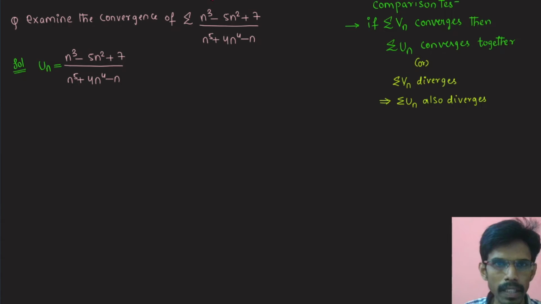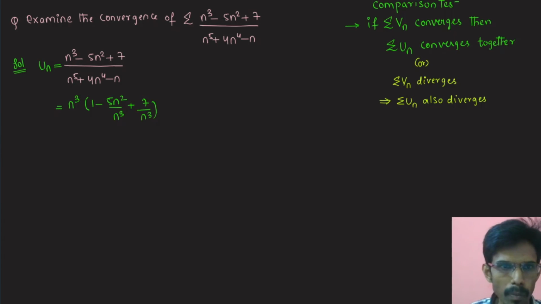Now take common the highest power of n, that is n cube, in the numerator. So take that common, we have n cube. So then we have 1 minus 5n square by n cube plus 7 by n cube, taking the highest power of n from the denominator common.